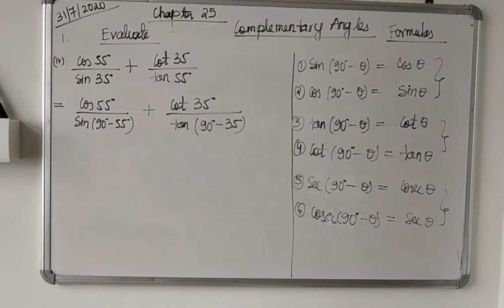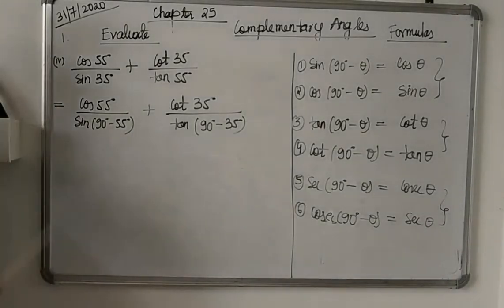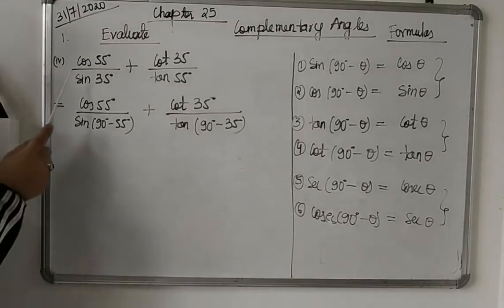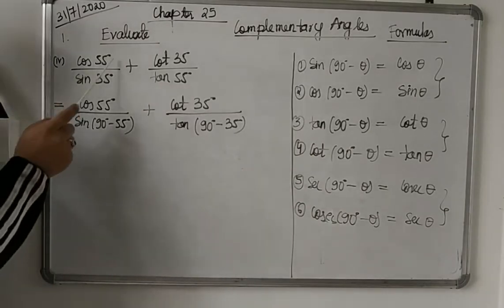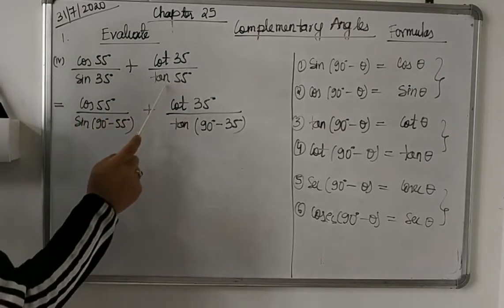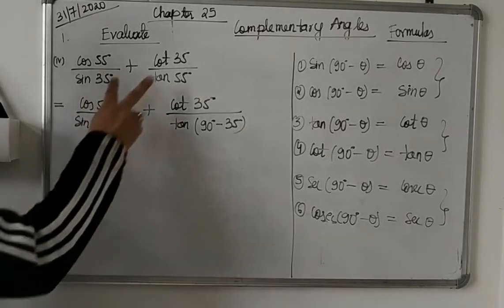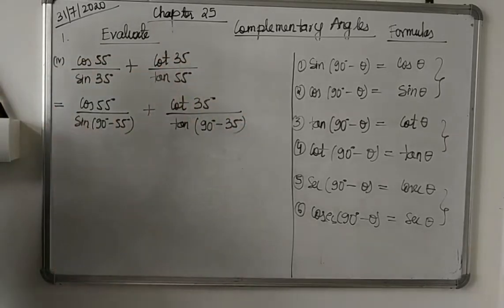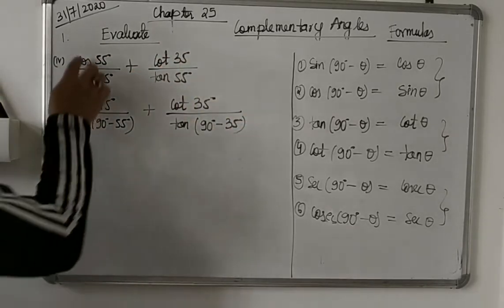Alright, let's move ahead. Next, question number 1, part 4. You can see the question. It is on page number 305, 1, part 4. The question is cos 55 divided by sin 35 plus cot 35 divided by tan 55. Now here there are 2 parts. We will be doing this part here and this part here. Again the same thing. But let's focus on the first part.